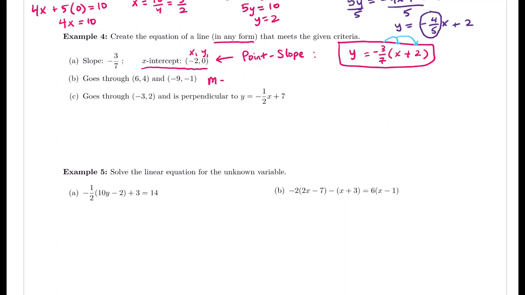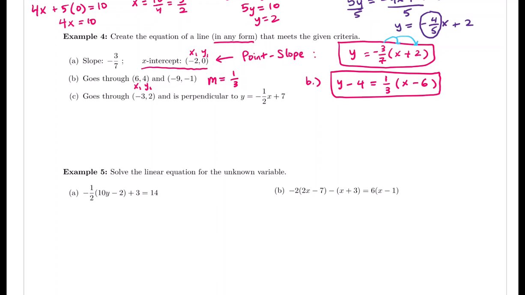For part B, we found that our slope was 1/3. And once again, I can use point slope form for part B. I have either of these ordered pairs now that I can use. Maybe I'll use this one, x1, y1. So I have y minus y1, which in this case is 4, is equal to 1/3 times x minus x1, which is 6 in this case. So here is an answer in point slope form. And again, if we wanted to, we could change that into slope-intercept form.